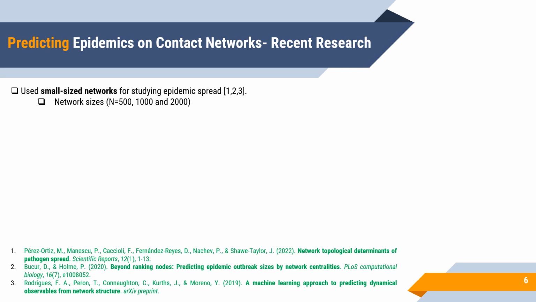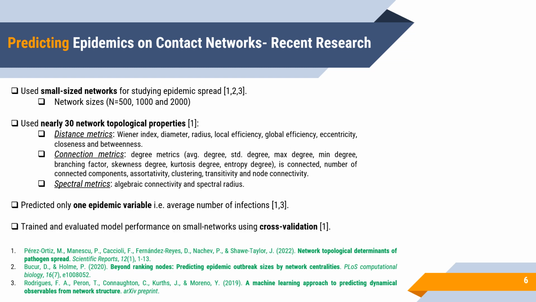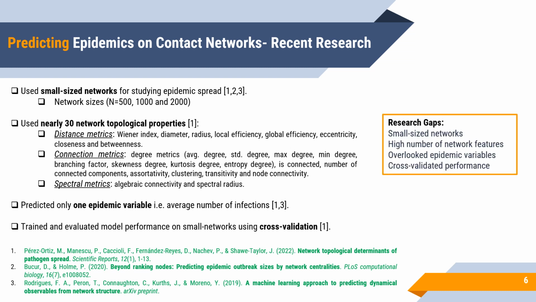So in the last 3-4 years since the onset of the COVID-19 pandemic, this area has gained attention. These studies use relatively small sized networks with a high number of network features to predict average number of infections. They train and evaluate their model performance using cross-validation only. So from these studies, we identified a few research gaps. First, the network sizes used in these studies are unrealistically small and the method does not scale for applications in the real world.